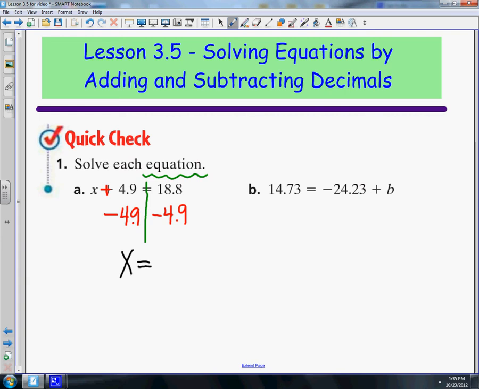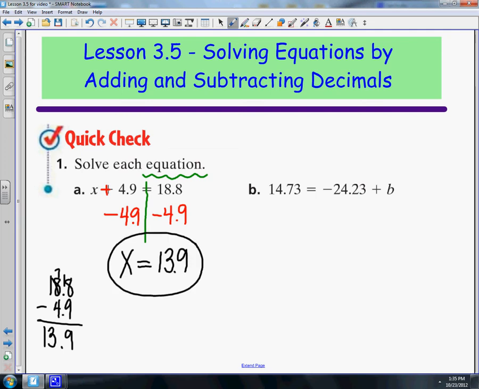And then I have to find my answer. So on most of these problems, you're going to have a little bit of calculating to do on the side of your paper. So 18 minus 9 is 9, 7 minus 4 is 3, and bring my 1 down and I get 13.9.